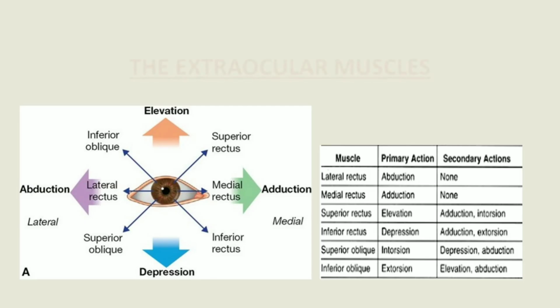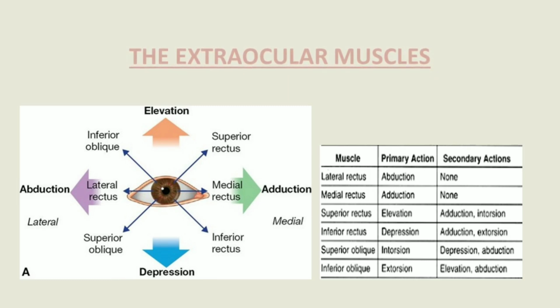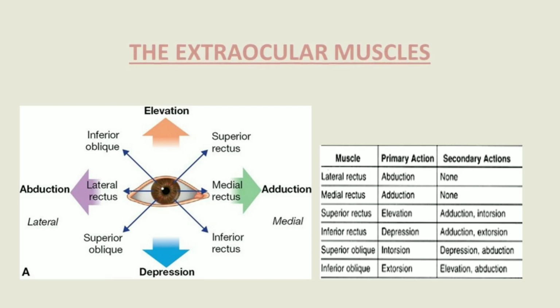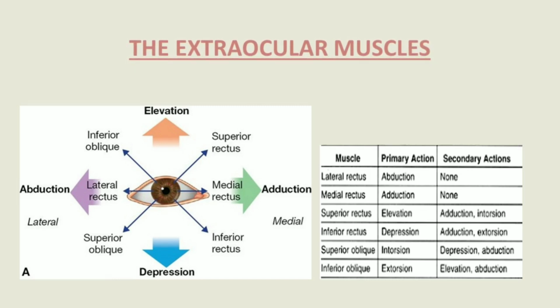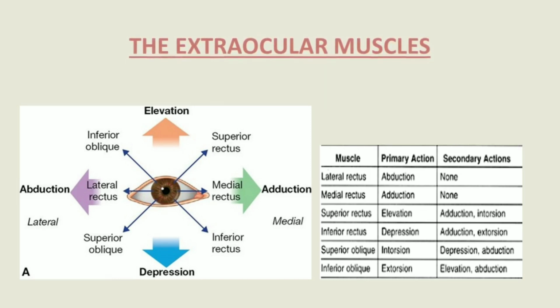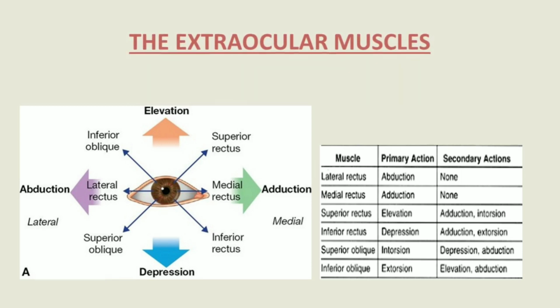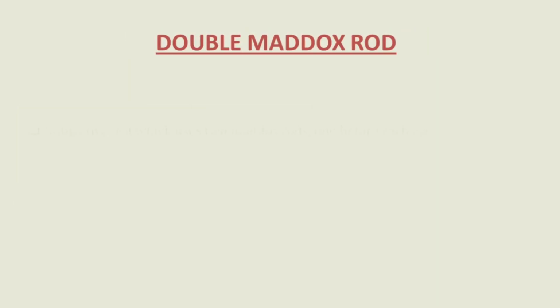Coming back to the extraocular muscles, you can see in these pictures all the rectus as well as oblique muscles and their actions. So basically, these are the torsional muscles which act in this test. The superior rectus muscle in its secondary action shows intorsional movement, whereas the inferior rectus muscle in its secondary action shows extorsion movement. But when we talk about the oblique muscles, that is the superior oblique and inferior oblique muscles, in their primary action they show intorsion for the superior oblique and extorsion for the inferior oblique.